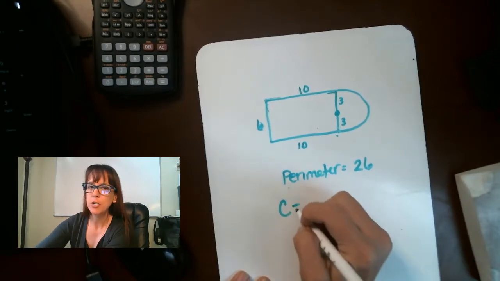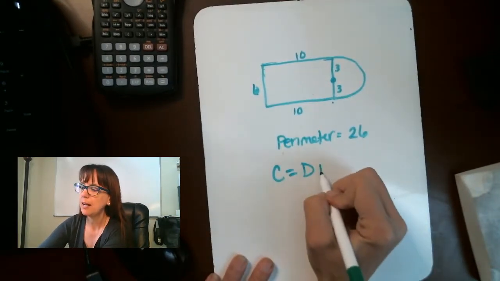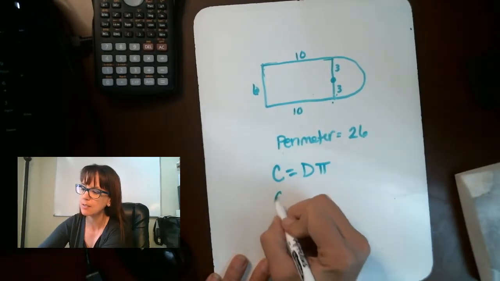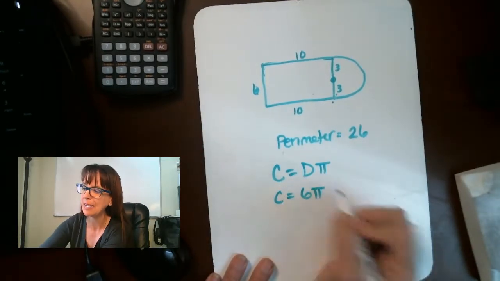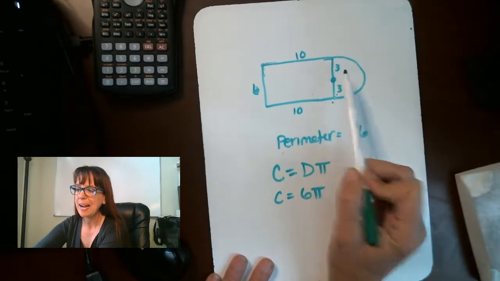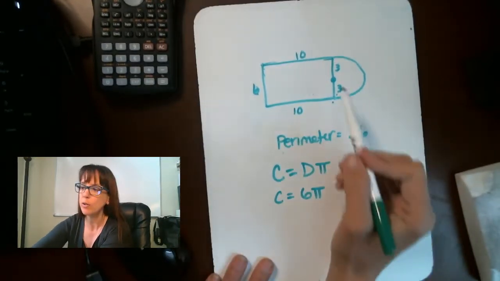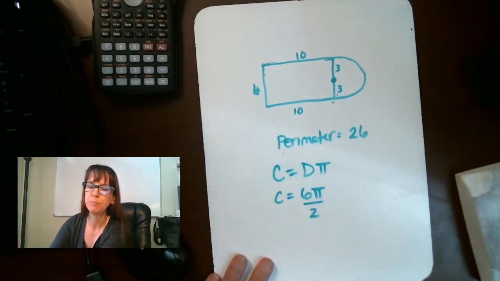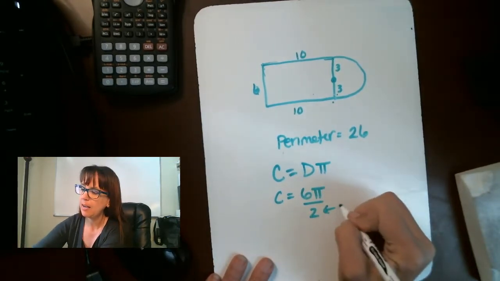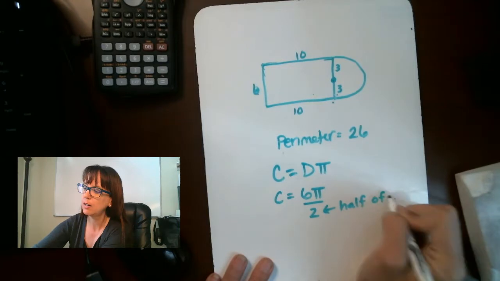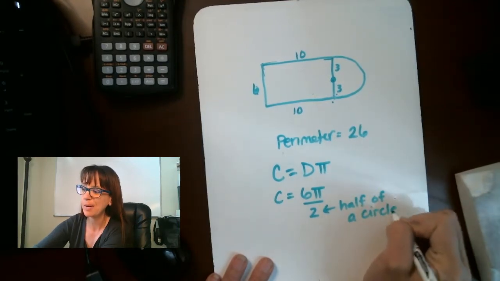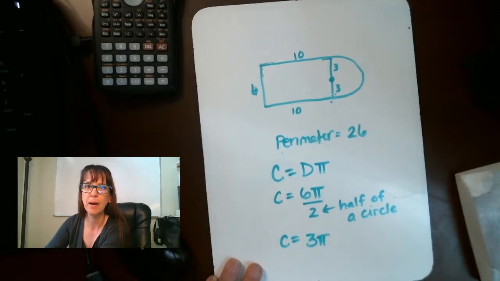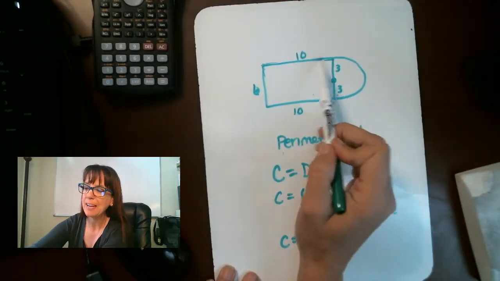Remember our formula, cherry is delicious pie. We know that our diameter is going to be 6. So circumference equals 6 pi. Well, now we need to add, actually, before we go any further, we only have half of a circle there, right? That means we want to divide it by 2, okay? Half of a circle, so we want to divide that by 2. So we end up with circumference equals 3 pi.